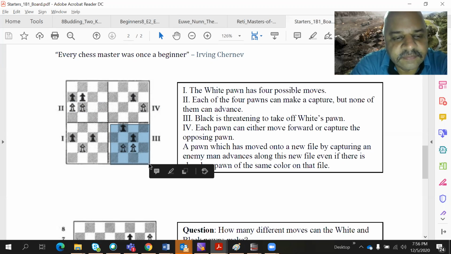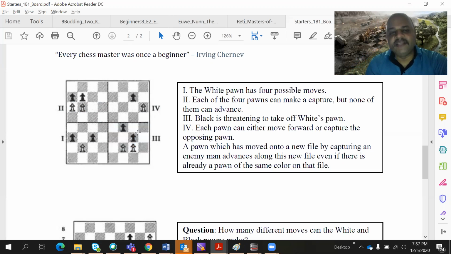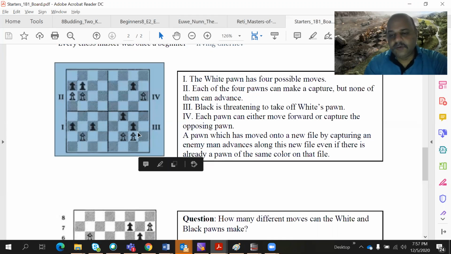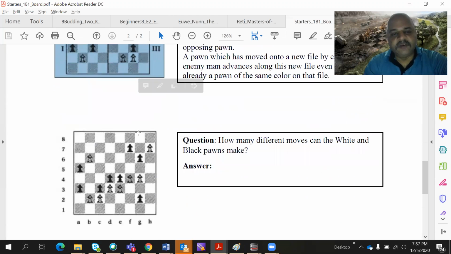But sir, if we move it here, won't both the pawns be blocked? Yes, they will be blocked, but that is not the question, right? The question is how many moves white can make. White can make 2 possible moves. So that is the important thing to understand. Okay, understood.